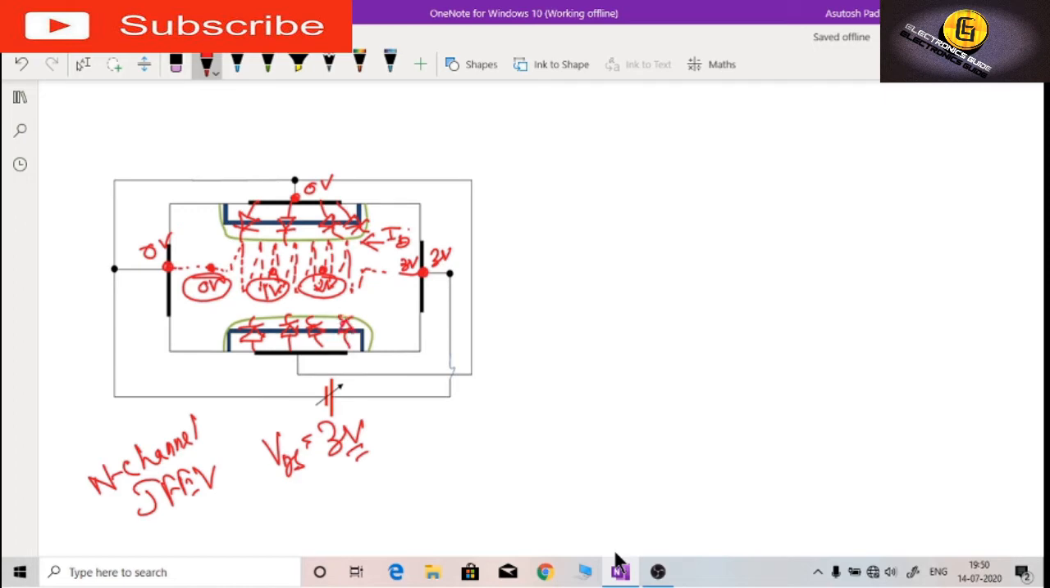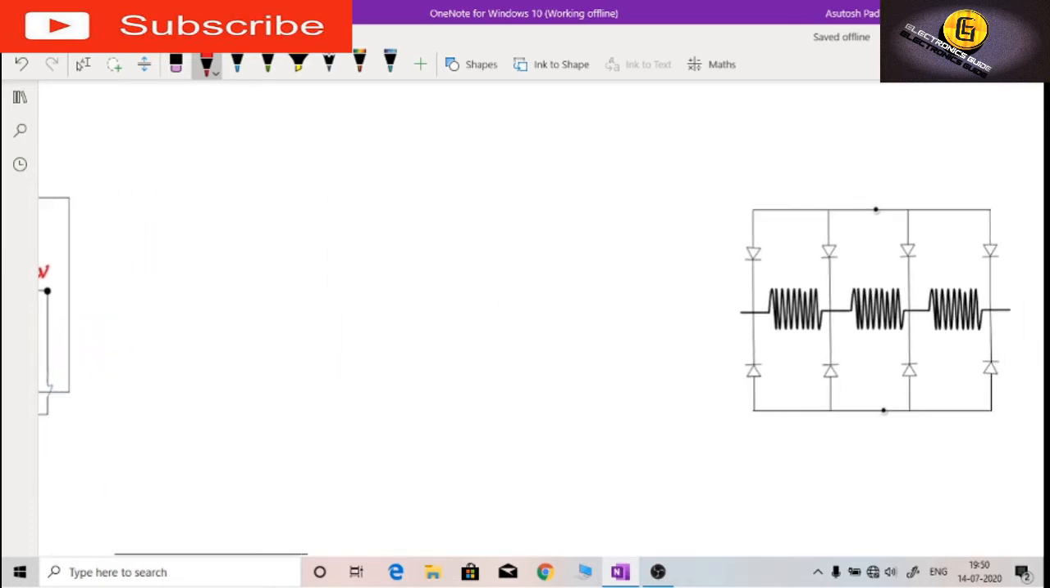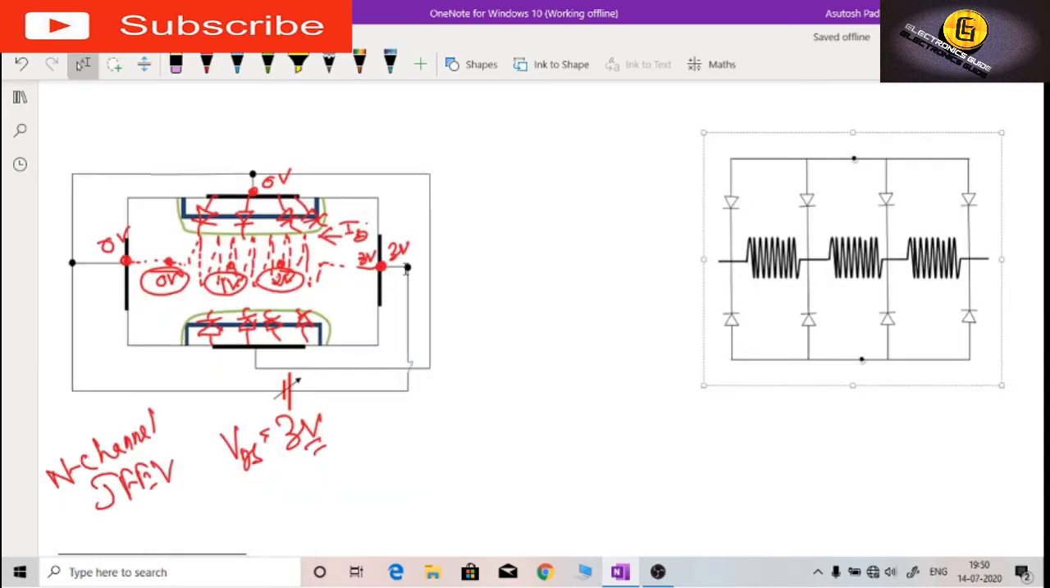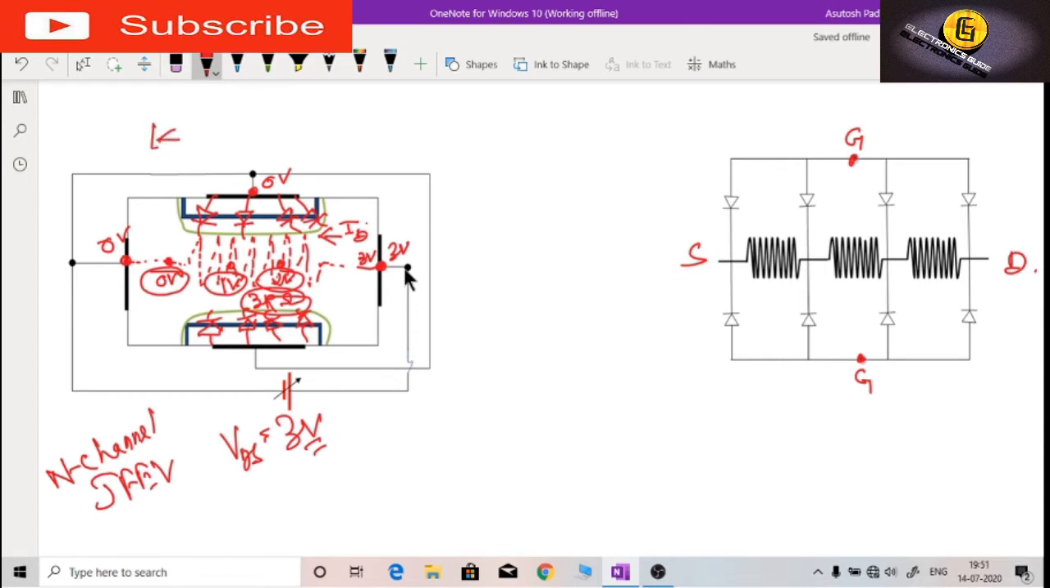Now, these things can be easily understood by looking at this figure. These two are the same figure. This is nothing but the gate terminal. This is also the lower side of the gate terminal. This is source and this is drain terminal. Let's assume the resistor present between the source and drain has a resistance value of 3R ohm, and the length of the channel is L.